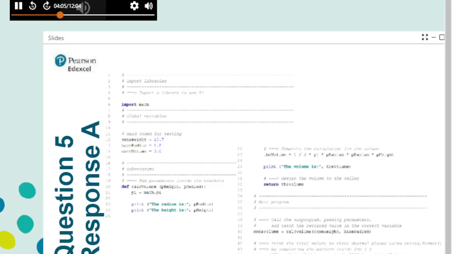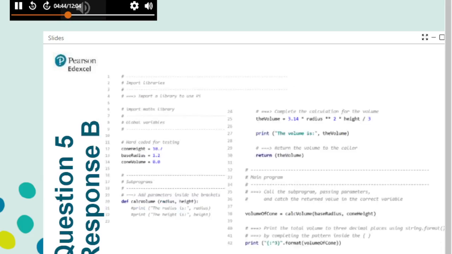1 mark for capturing the returned value in cone volume on line 40. 1 mark for correctly formatting the output on line 44. 3 marks for a fully functional program that meets all the given requirements. The total mark awarded is 15. You or your students may wish to annotate onto this example those accredited points, and then look at how they might improve them to score a higher mark. Although in this case, the maximum number of marks has been awarded for this solution.